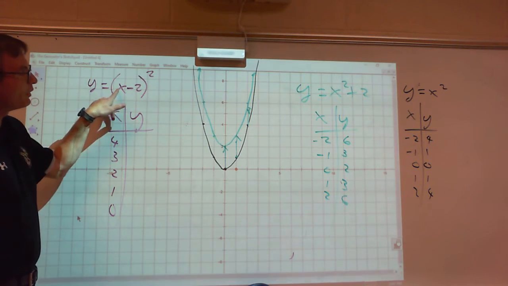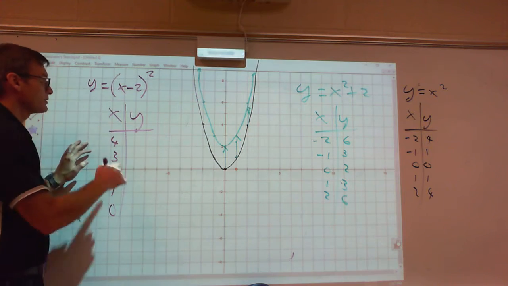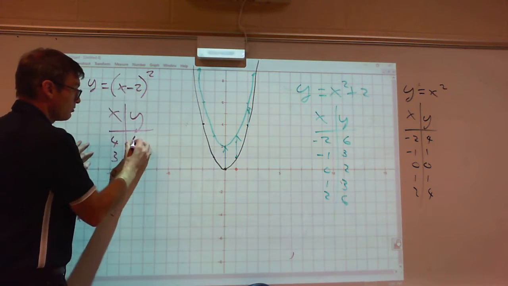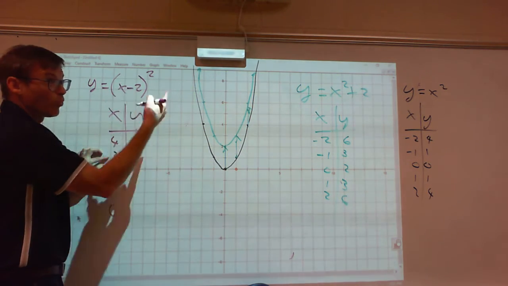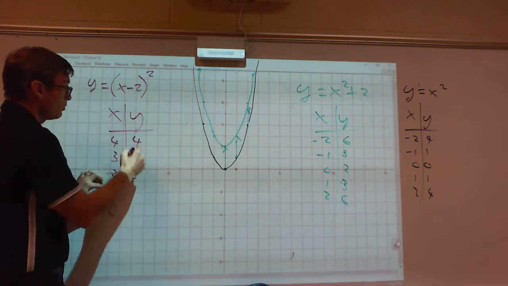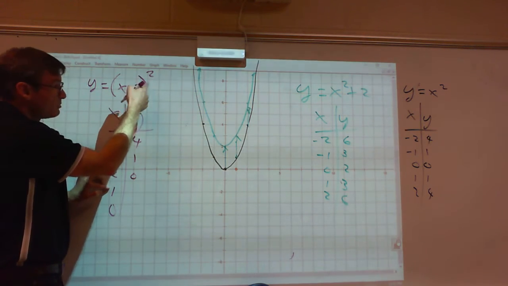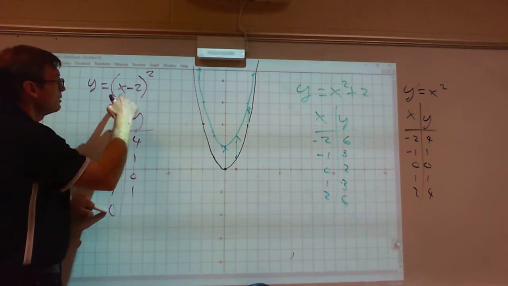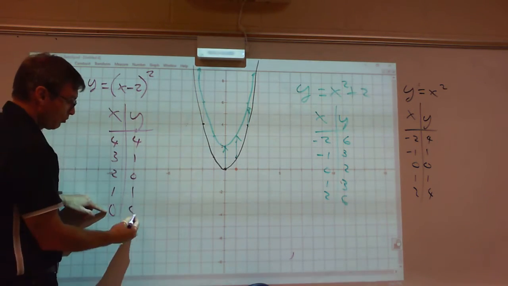If I plug a 4 in, I get 4 minus 2, and that's going to give me 2. 2 squared gives me 4. 3 minus 2 is 1. 1 squared is 1. 2 minus 2 is 0. 0 squared is 0. 1 minus 2 is -1. Squared gives me 1. 0 minus 2 is -2, squared gives you 4.